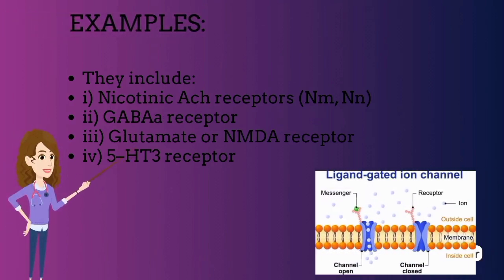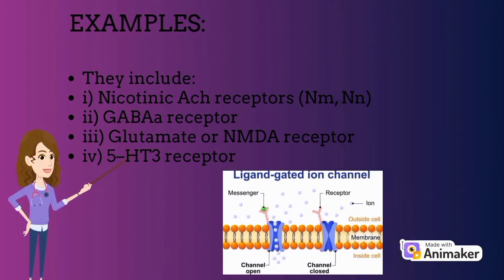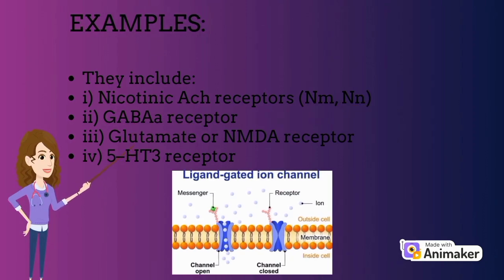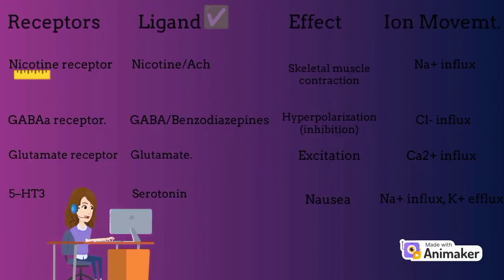Examples of ligand-gated ion channels include nicotinic acetylcholine receptors, N-sub-M and N-sub-N, GABA-A receptors, glutamate or NMDA receptors, and 5-HT3 receptors. The ligand for nicotinic receptors is acetylcholine or nicotine. When they bind, there is sodium ion influx, leading to skeletal muscle contraction. The ligand for GABA-A receptor include GABA and a class of drugs called benzodiazepines. When they bind, there is chloride ion influx, leading to hyperpolarization, aka inhibition.